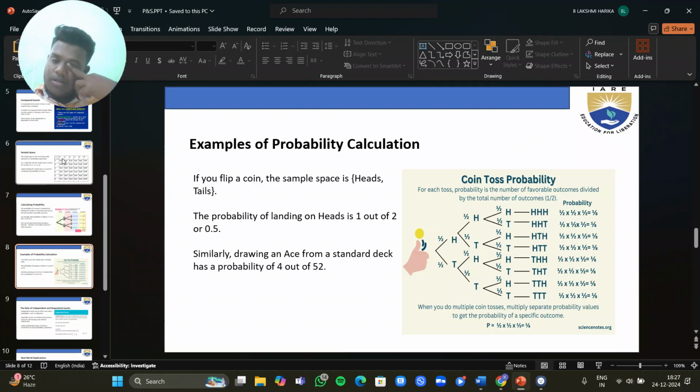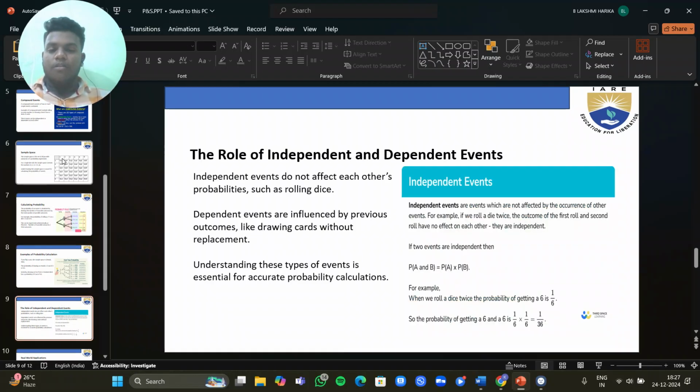If you flip a coin, the sample space is heads, tails. The probability of landing on heads is 1 out of 2, or 0.5. Similarly, drawing an ace from a standard deck has a probability of 4 out of 52.